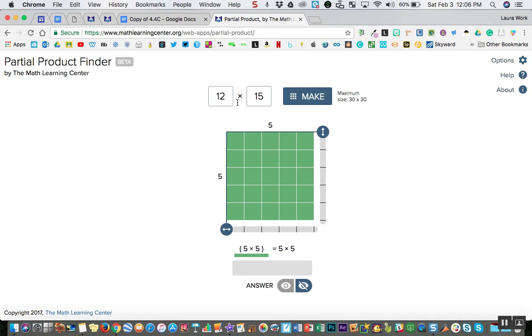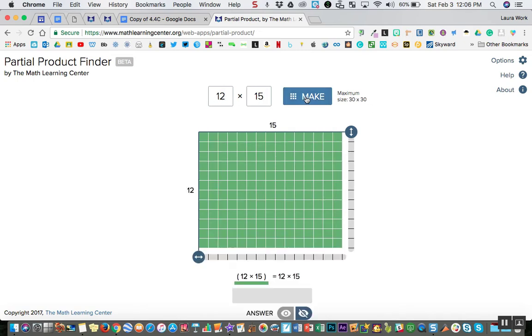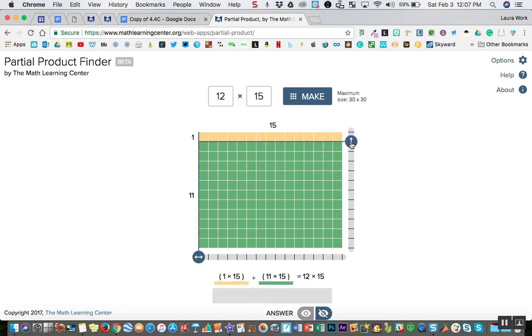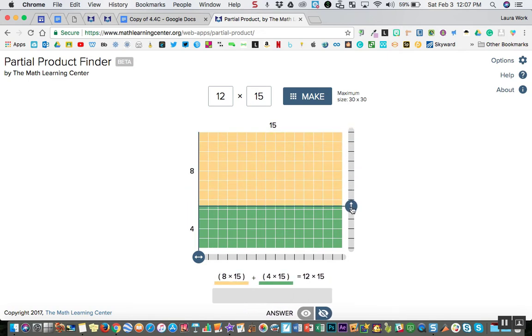So I'm going to try 12 times 15, click on Make, and it's going to create an array that's 12 by 15. Now if we look at our first number in our equation, we have 12, and I know that there's 10 and 2 ones. So I'm going to drag this slider, and on the vertical side I'm going to make 10 and 2.